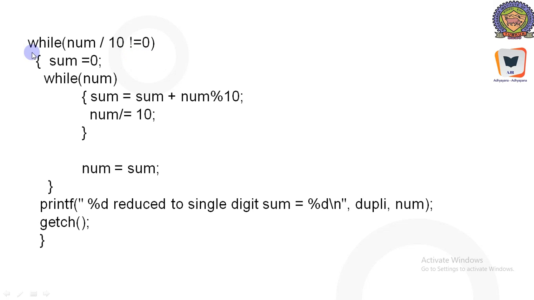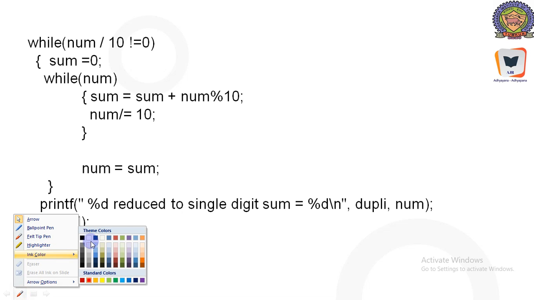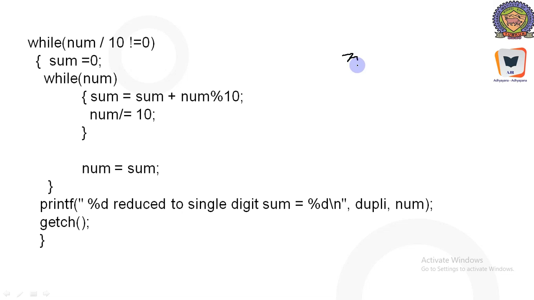Okay. We will do this first anyway. The inner while loop we will do. While number not equal to 0, sum equal to sum plus num mod 10. If it is 370 or 372, let us say 372, I will write this anyway. Sum is set to 0, 372 mod 10 will give us 2. So sum will get 2, and here in this step 372 divided by 10 will become 37.